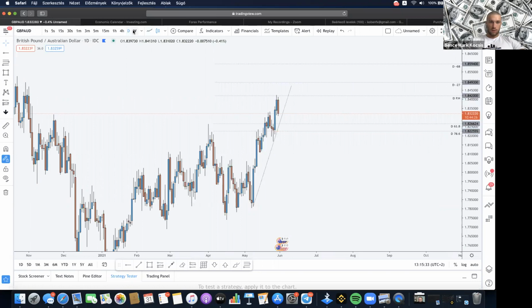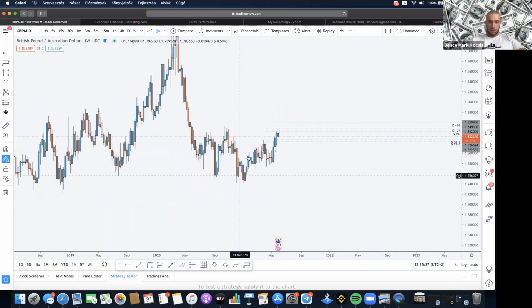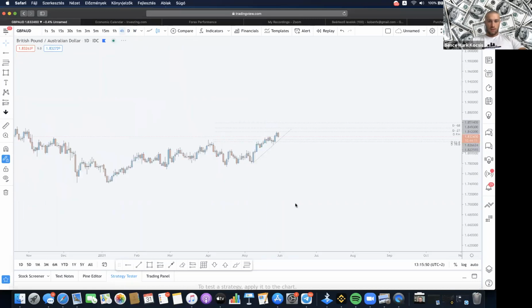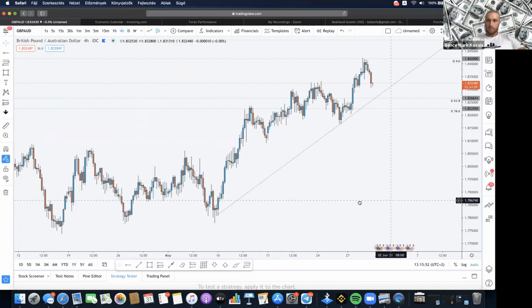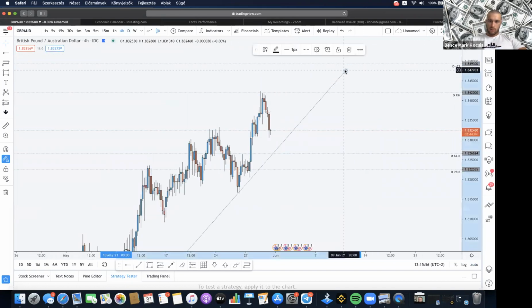I'm just going for a second to the weekly, and basically we can see the weekly is also still bullish. You know exactly the structure. The bearish structure is broken at this point and it shifted to bullish. So let's have a look at the H4. I just did the trend line a little bit.